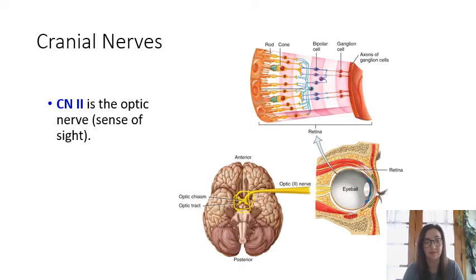The optic chiasm, which I'm circling, is the place where these two optic nerves cross over, and then they go forward to the posterior aspect of each one of your eyeballs. So the optic nerve is responsible for sight. All the light that's hitting your retina in your eyeball is going to trigger action potentials in those neurons, and that information is going to be sent back through the optic nerve to be processed as visual information in the brain.